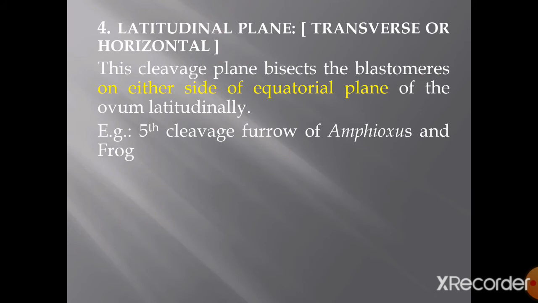Now the fourth type, let us see, is the latitudinal plane, also called the transverse plane or horizontal plane. This cleavage plane bisects the blastomeres on either side of the equatorial plane of the ovum latitudinally. The best example is the fifth cleavage furrow of Amphioxus and frog.